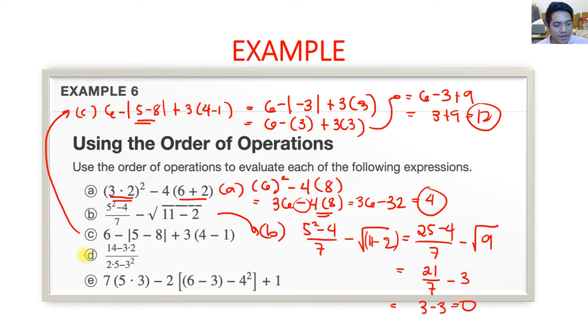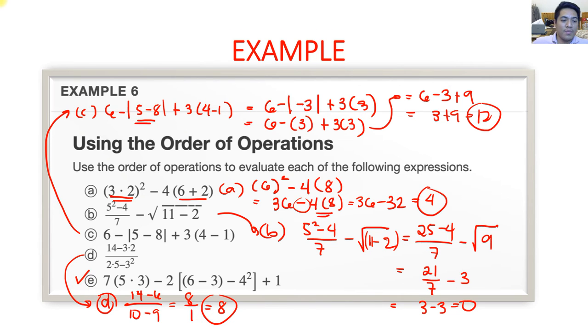For letter D, we have, order of operations, 14 minus 3 times 2, that's 6, all over 2 times 5, that's 10. We first multiply before we subtract or even divide. So we have 10 minus 3 squared, which is 9. So 14 minus 6 is 8, all over 1, that is 8. Simply 8. And the last number is dedicated for you to solve.